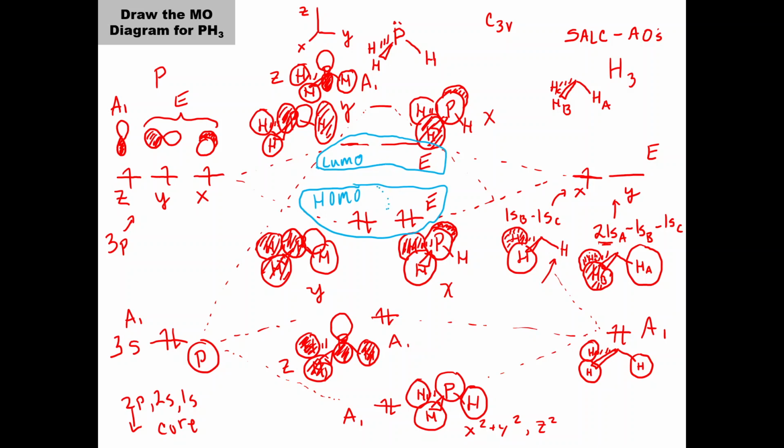And so then we can figure out what light would cause a transition from the HOMO to the LUMO using the symmetry, using the transition dipole moment integrals, and so on. And we can do that in a second. I just want to make sure I answer your questions on this.